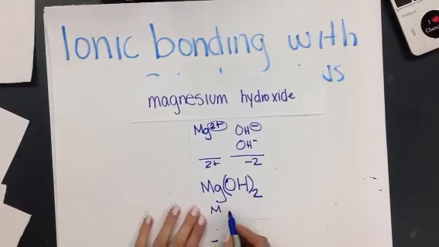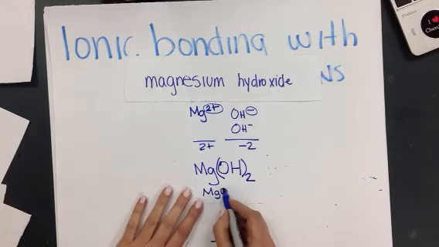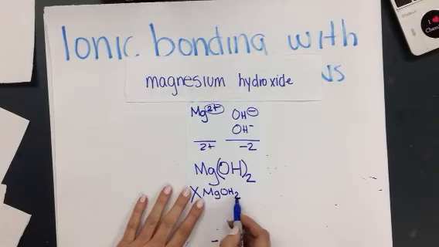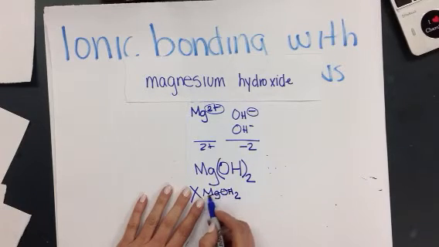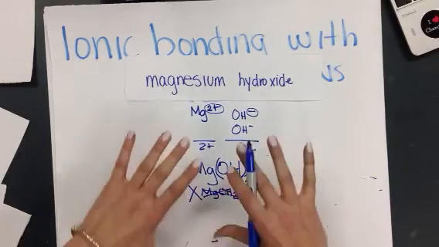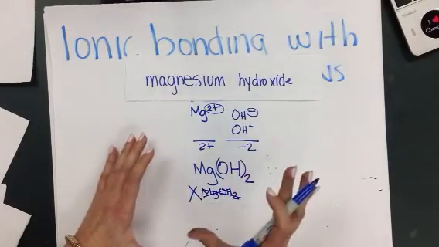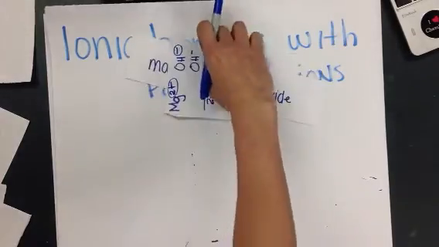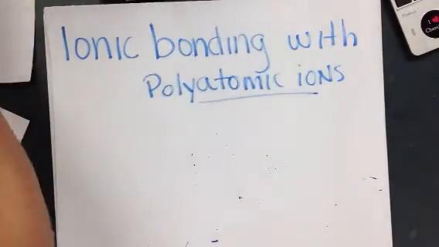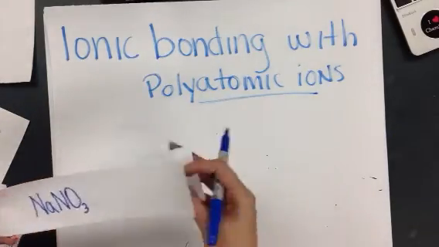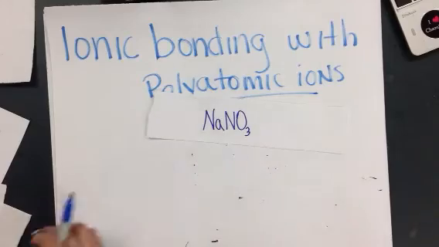If I just write this, this is wrong. Because this says I just have 2 hydrogens. This is wrong. I need 2 of the hydroxide groups. So I put in parentheses to say 2 of the entire polyatomic ion. Okay, now, what if I want to do the reverse? What if I give you the formula and ask you to write the name?